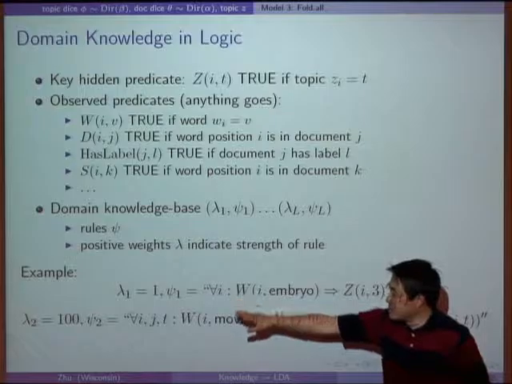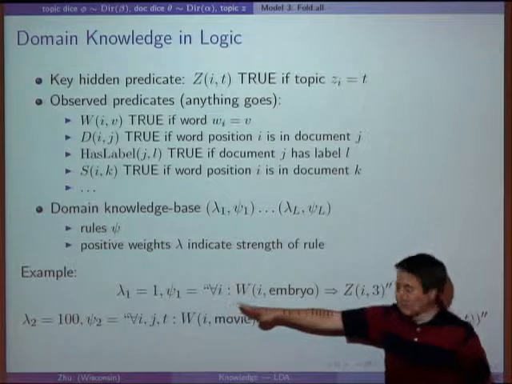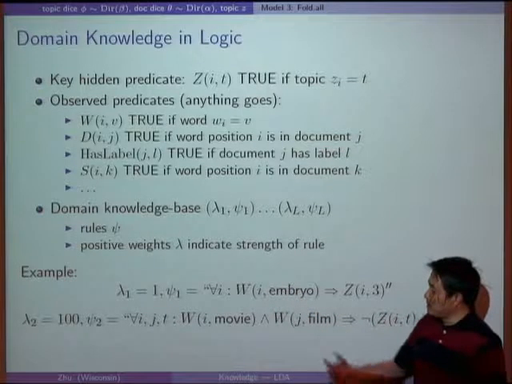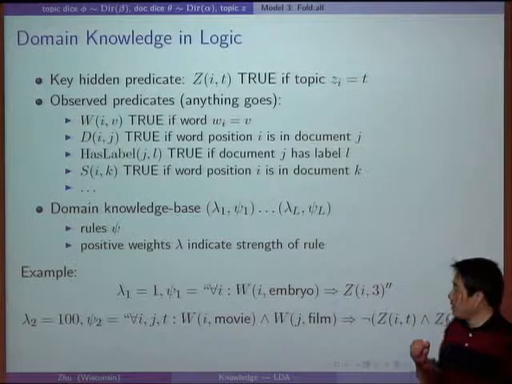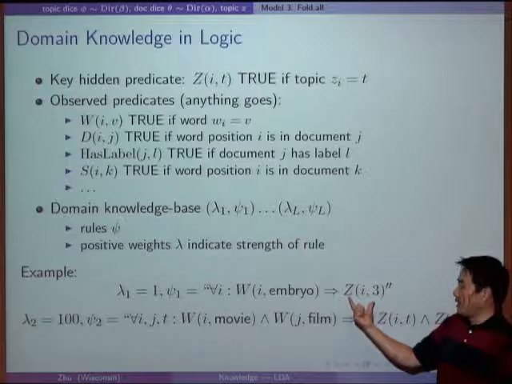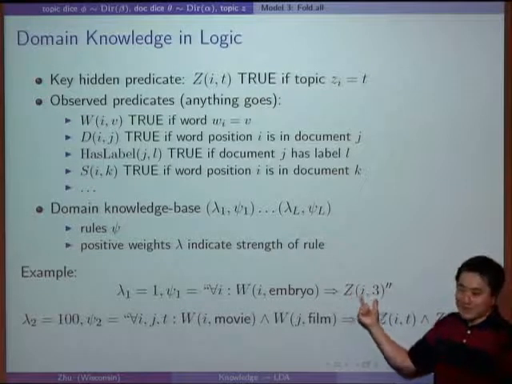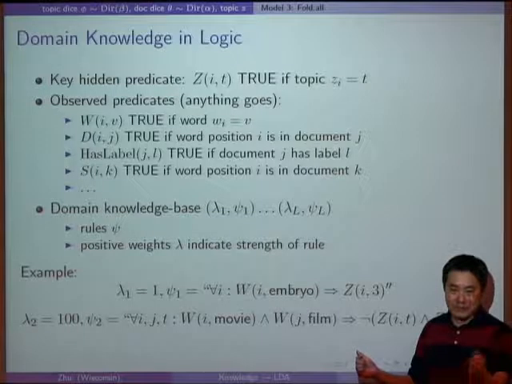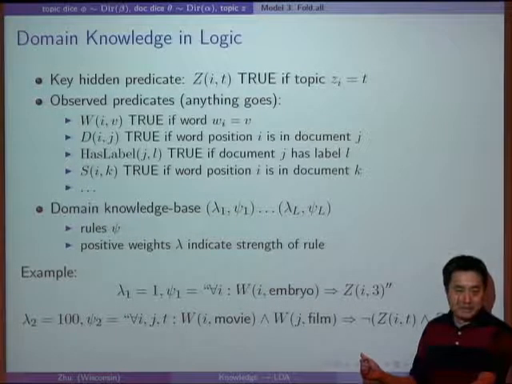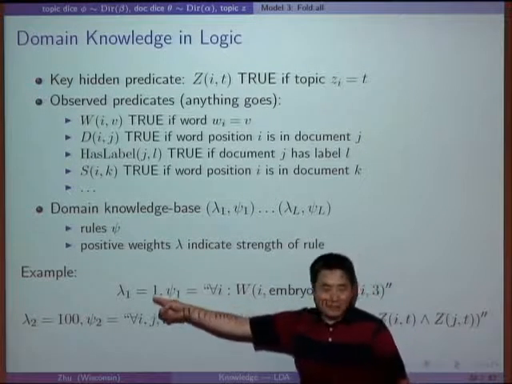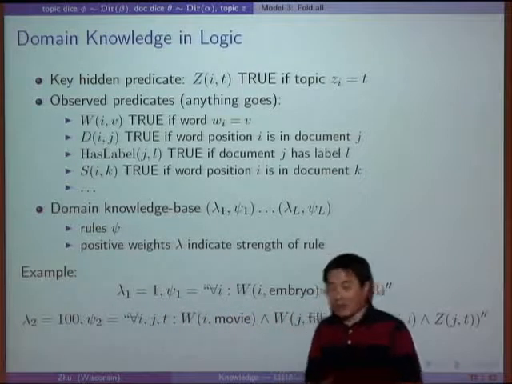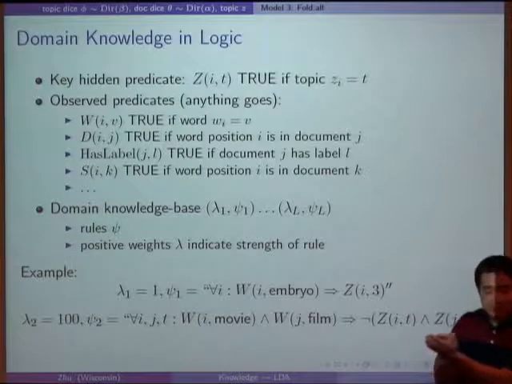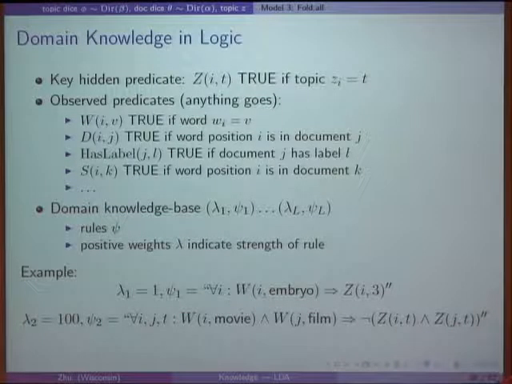And this rule says for all position I, okay, if the ith word is embryo, that implies its topic is 3. So basically this says whenever you see the word embryo, put it in topic 3. But it's a somewhat weak rule and it can be overridden. So think of these not as hard constraints, but as preferences. Okay.